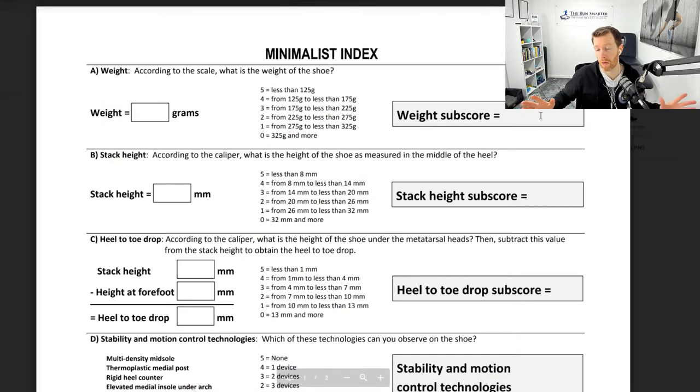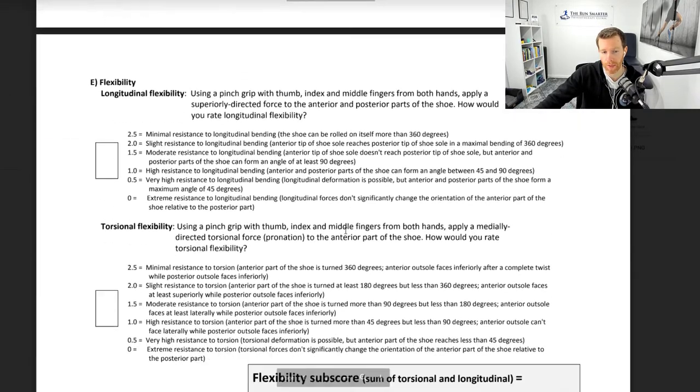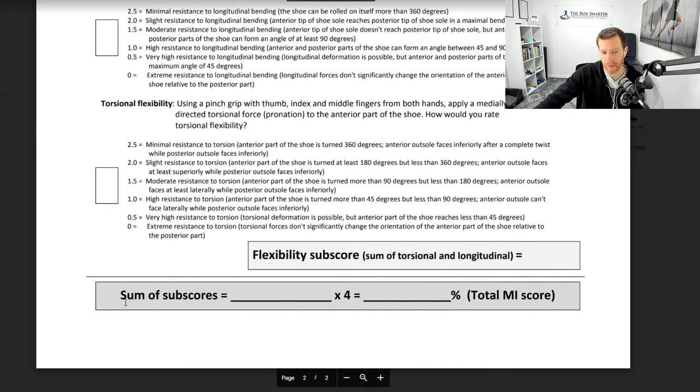So if you've been following along with all the manual testing to do and the subscores for each category, you just need to add them all up, all these subscores, and then down the bottom, this particular chart says here, the sum of your subscores, then you multiply that total sum by 4, and that will calculate your overall minimalist index percentage. So with me plugging in these numbers and just through the website following that particular criteria, these ASICS shoes came in at 20% on the minimalist scale, and these Vivo barefoot shoes came in at 92%. So we've got 20 and we've got 92, so quite far away.